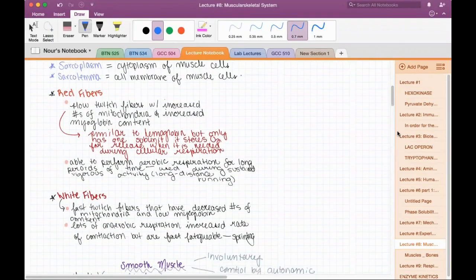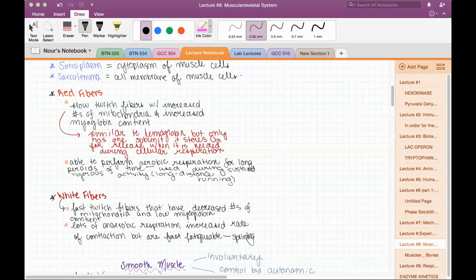Okay, red fibers. There are three different types of fibers: red, intermediate, and white. Intermediate is just the middle of the two. I'm just going to talk about red and white, because intermediate goes into advanced tissue function that you don't cover until grad school, so you don't really need to know about that. So red fibers are slow twitch fibers. Whenever you think of red fibers, think slow.